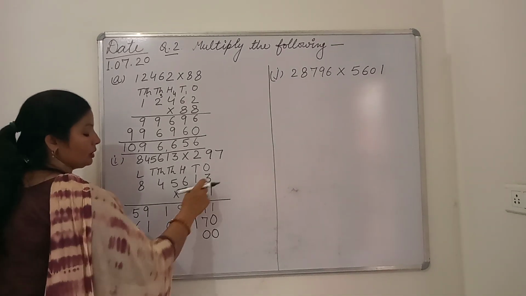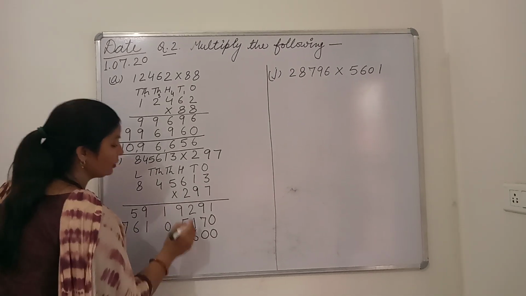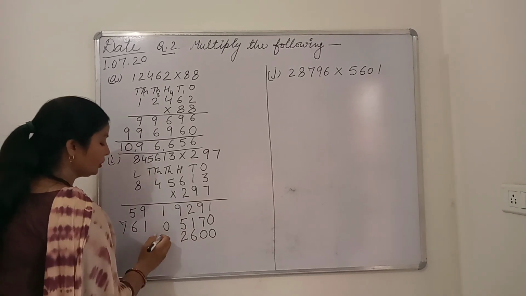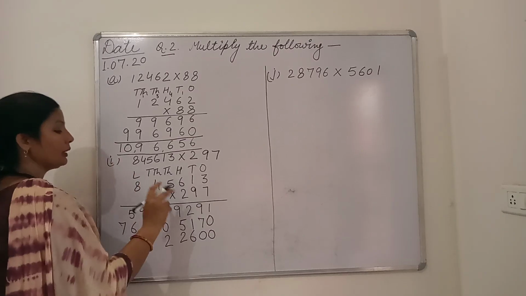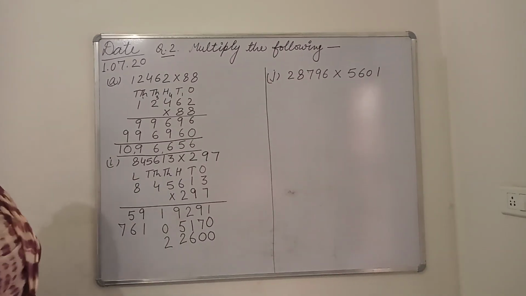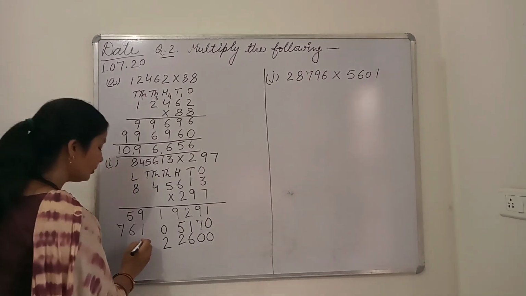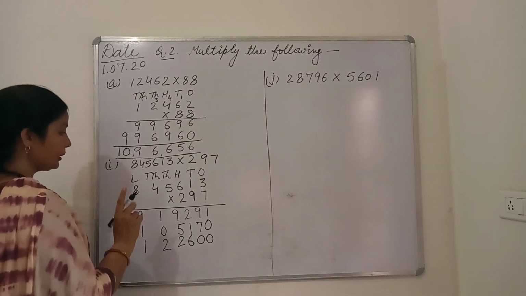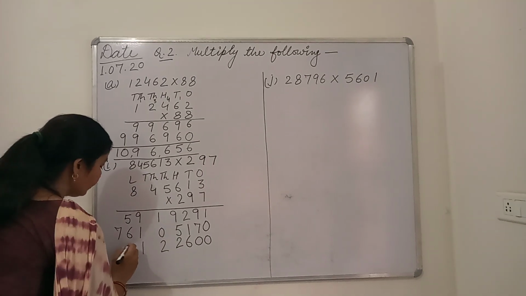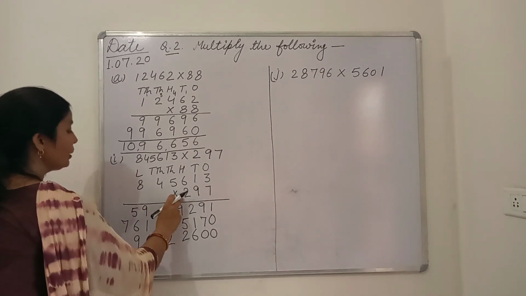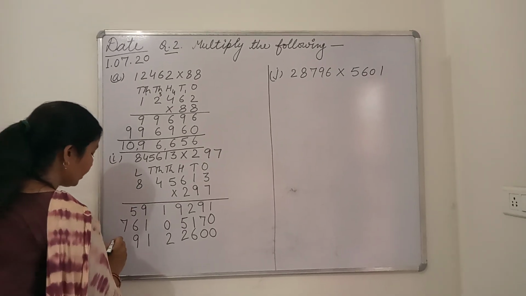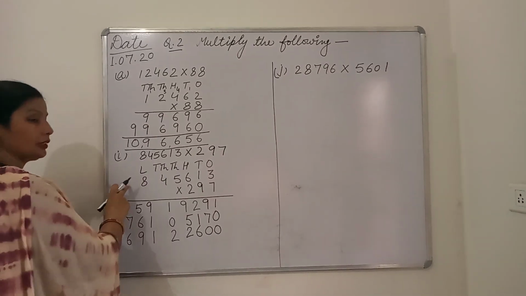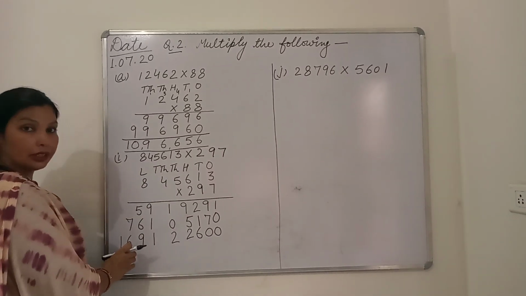Okay. Now we should multiply by 200. So 2 3s are 6. 2 ones are 2. 2 6s are 12. 1 carry. 2 5s are 10. 10 plus 1, 11. 1 carry. 2 4s are 8. 8 plus 1, 9. 2 8s are 16. So we write here 16. 16 is last because after that there is no digit. That means here we write 16.